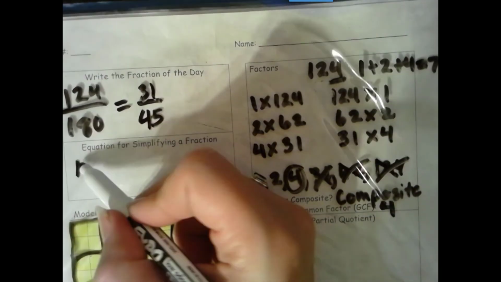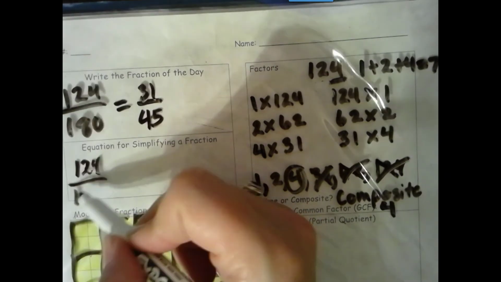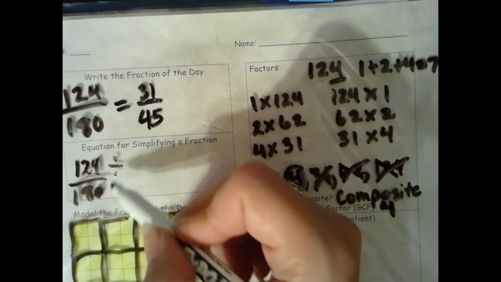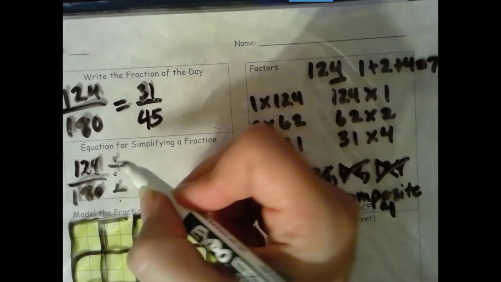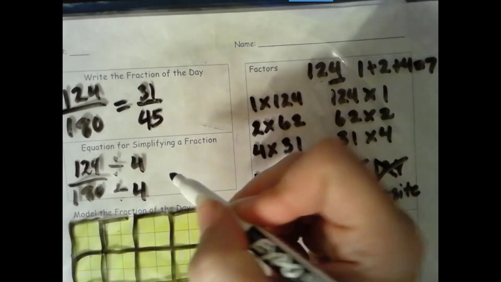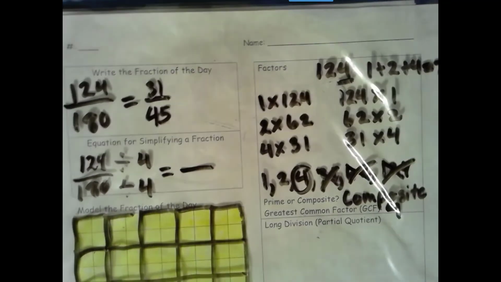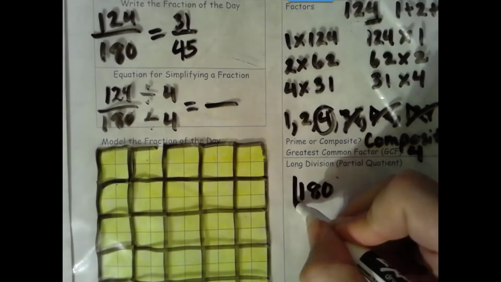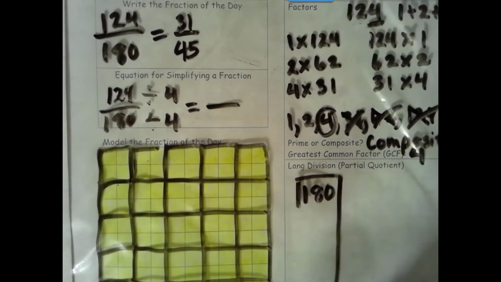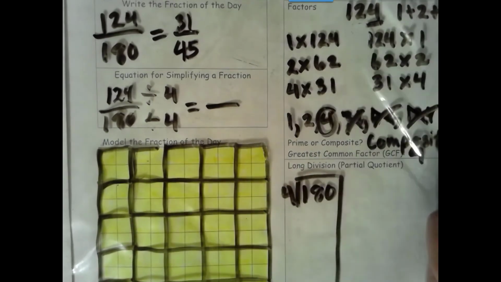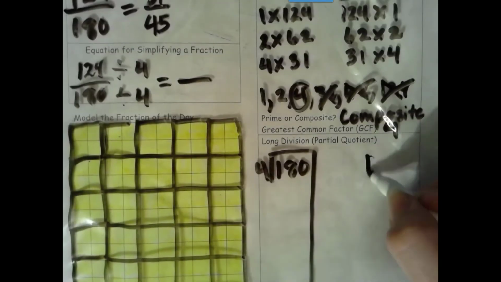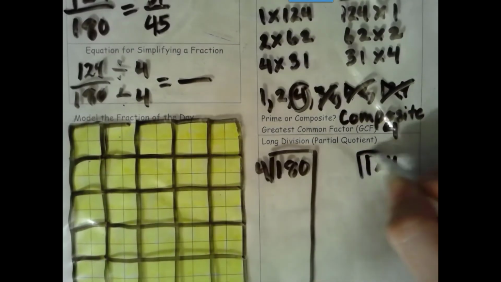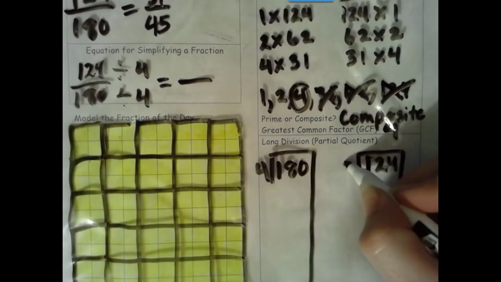Okay, so now that I've done my division with my model, I'm going to go ahead and prove it in a different way with my algorithm using my greatest common factor. 180 divided by 4. 124 divided by 4.